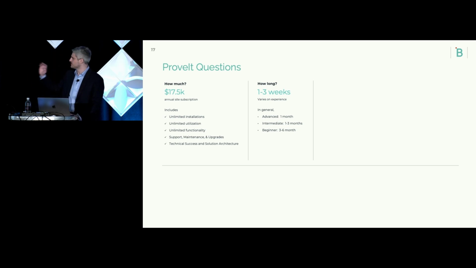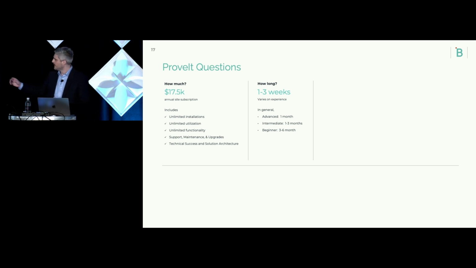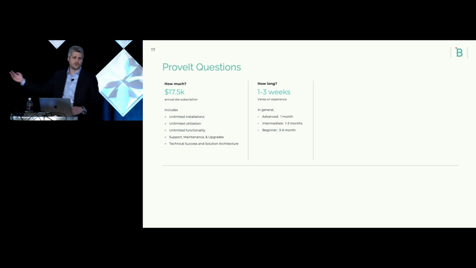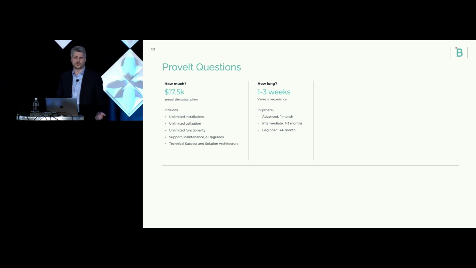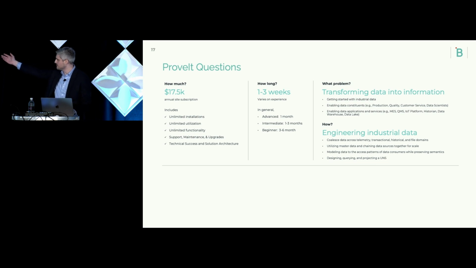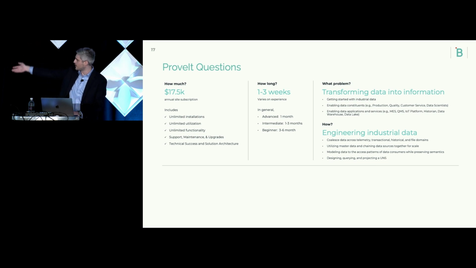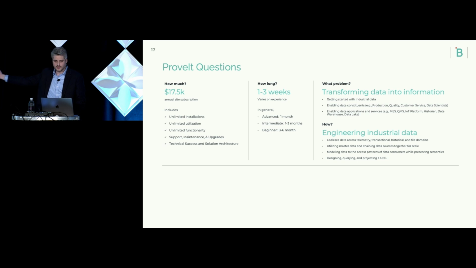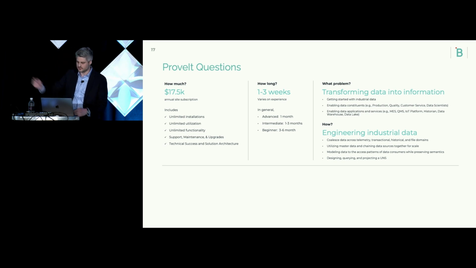But I'd say for someone who's not doing this all the time, I would typically say an intermediate would probably be about a 1 to 3 month thing. Honestly, most of the work was dealing with simulated data sets and all the external systems. Engineering the data pipelines was pretty straightforward. But to really boil things down, the problem space is essentially transforming data into information and engineering industrial data.